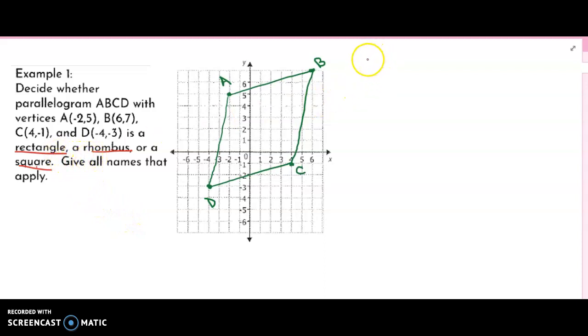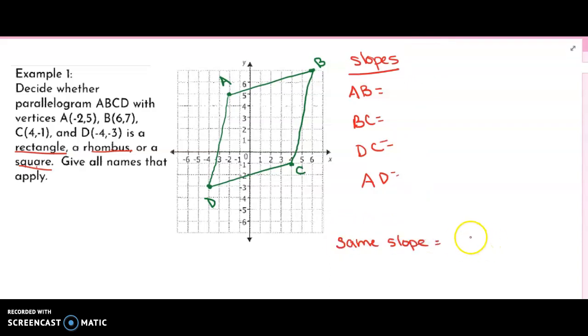All right, so the easiest thing to do here is to find these slopes, because we can just count. There's not a whole lot of math involved in finding slopes. So I'm going to find the slopes of AB, BC, DC, and AD. Okay, I'm going to find all these slopes. And remember, if these slopes are the same, that means they're parallel. If they're opposite reciprocal slopes, that means they're perpendicular.